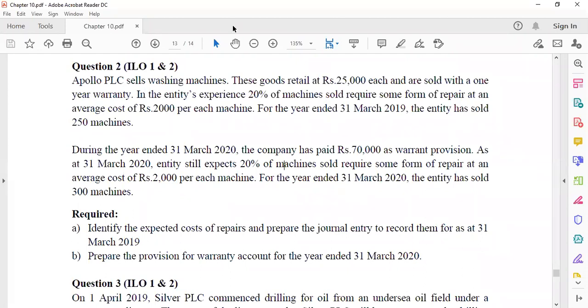If you have got the answer, you can indicate that in the chat. Then we can discuss that for 2019. What was the provision that you have made? Sorry, the amount.